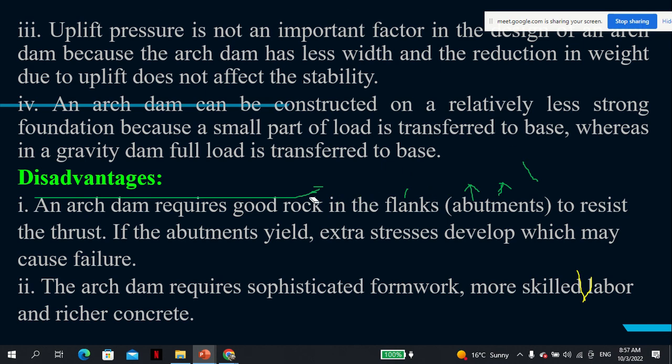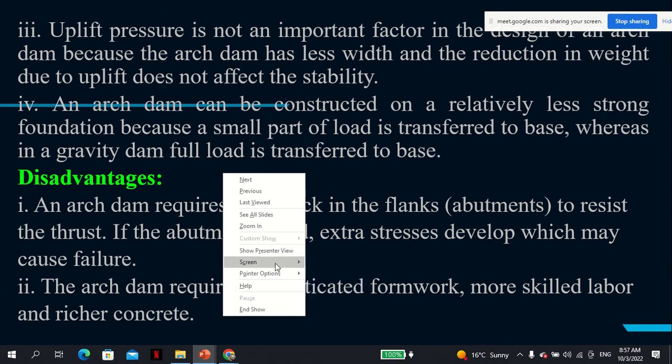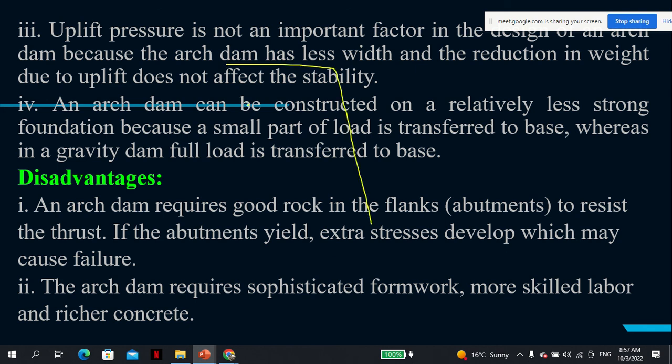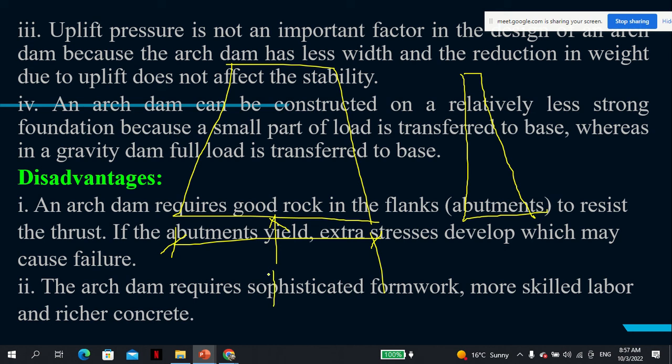Now, an arch dam can be constructed on a relatively less strong foundation. A small part of load can be transferred to the base, so again, we are talking about the size of the base. Depending on the size of the base, the pressure is force over area there, versus just a small area like this, then the forces, let's call it F1, and the forces here F2. Of course, F1 is much greater than F2.